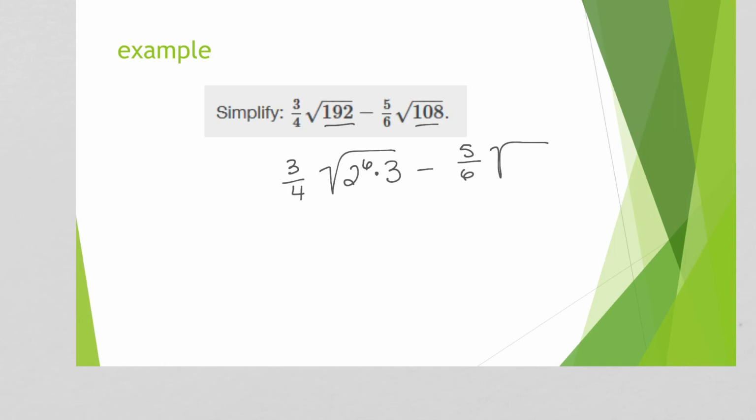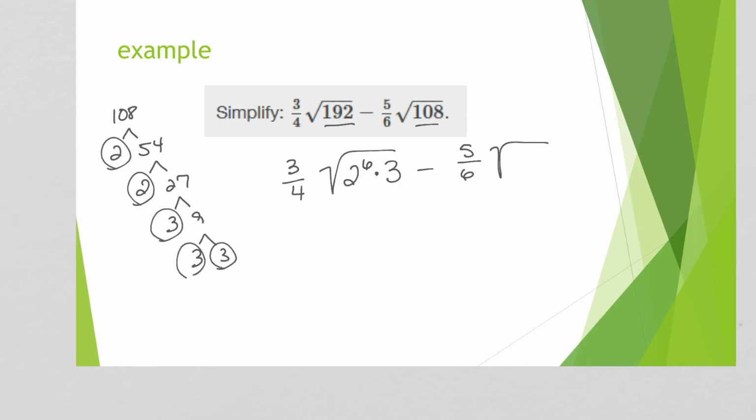All right, so 108, I've got 2 and 54. 2 and 27, and then I've got 3 and 9, 3 is prime, and 3 and 3, both 3's. So this can be written as 2 squared times 3 to the 3rd power, right?